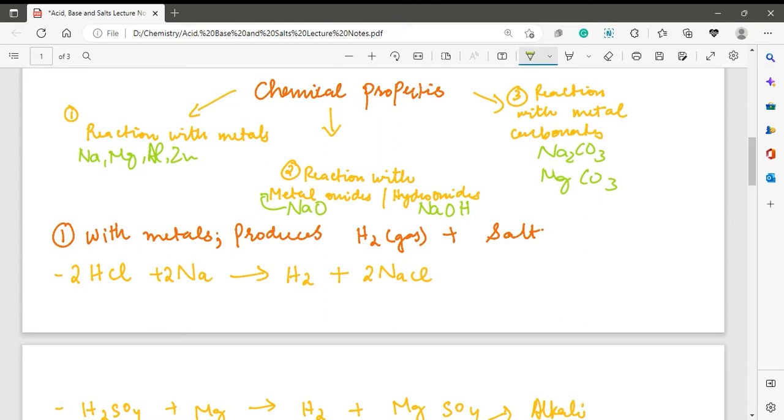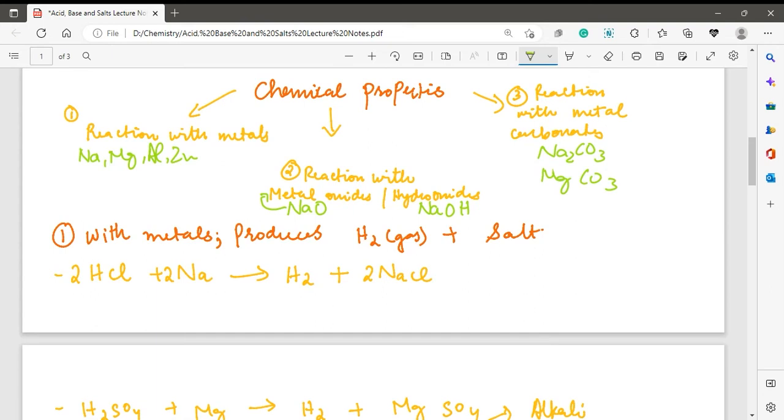The first is the acid reacts with metal. The second is the acid can react with metal oxide slash hydroxide. And third thing is the acids can react with metal carbonate. So these are the species which can react with the acids. But now I'm going to discuss the products of these chemical reactions and the equations so you can understand it in a better way.